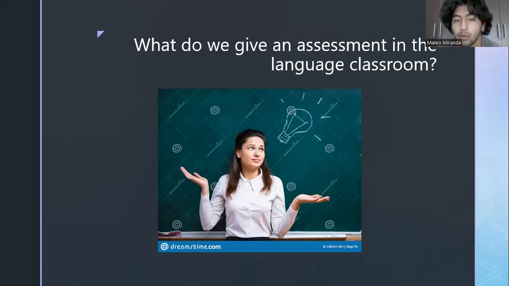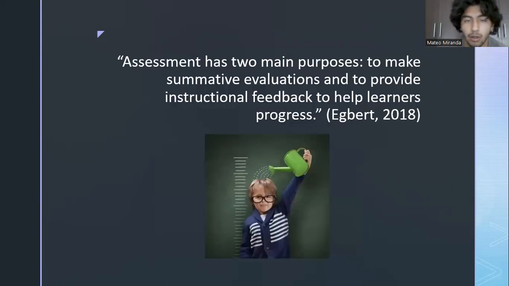So knowing that, assessment has two main purposes: to make summative evaluation and to provide instructional feedback to help learners progress. Egbert, 2008. As we know the purpose of assessment, we can answer the question of why we use assessment in class.